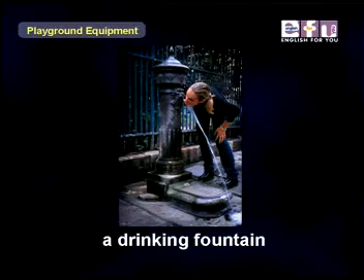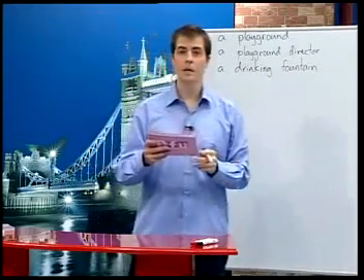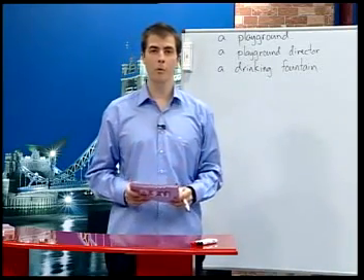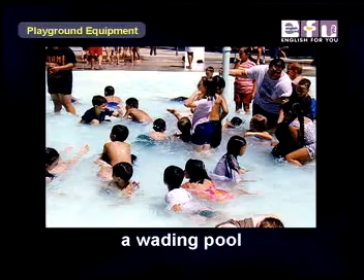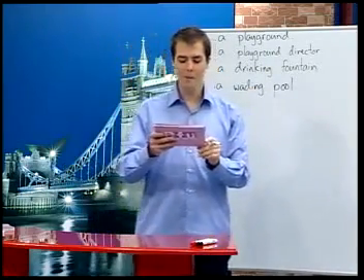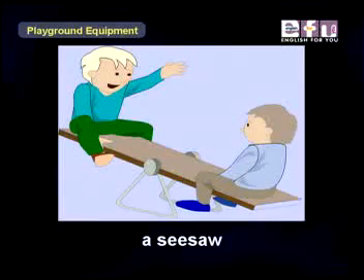A drinking fountain is a piece of equipment in a playground that produces a stream of water for children to drink. A wading pool is a small pool which is not deep for children to play in.